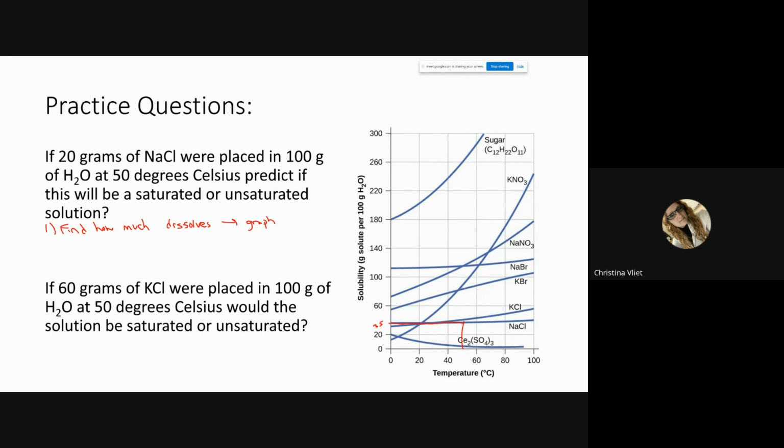Now compare. Is the number you have more or less than the solubility? Is the amount to be dissolved more or less than the solubility? Is it more or less? 20 grams, it could dissolve 35. You have added 20 grams. Is 20 more or less than 35? Less. So if it's less, would that mean it's saturated or unsaturated? By definition.